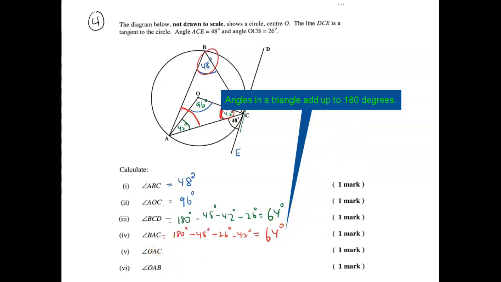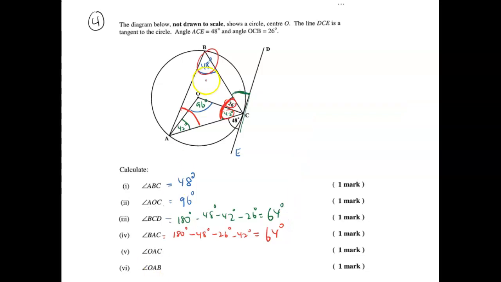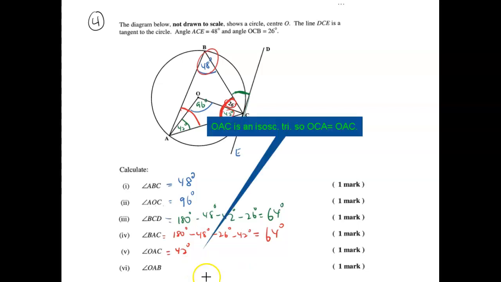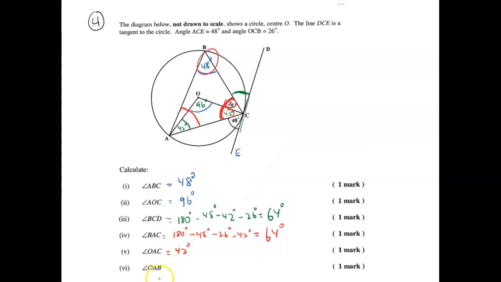So now, let's move on. OAC. OAC is actually O to A to C, which is actually 42 degrees. We know this already, and that's because of it being an isosceles triangle. So angle OCA will be equal to OAC. Now the last part is OAB. OAB is actually O to A to B. So that's this little piece here. So that will actually be 64 degrees minus 42 degrees. So 64 minus 42 is 22 degrees.